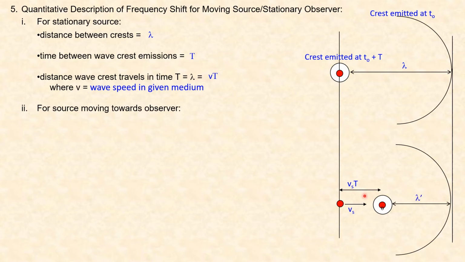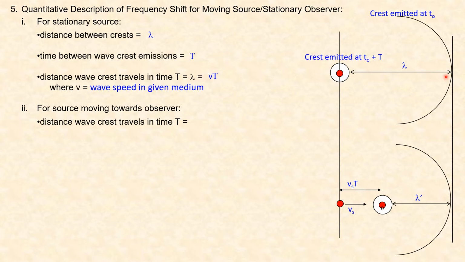You see that as the source moves to the right and it emits a new wavefront, that new wavefront is a little bit closer to the wavefront that was emitted 1 period before that. Because the source is in motion, it is catching up to the wave it has just emitted. So this is what we'll call lambda prime. This is the new wavelength because of the motion of the source, as opposed to our original wavelength where the source is at rest.